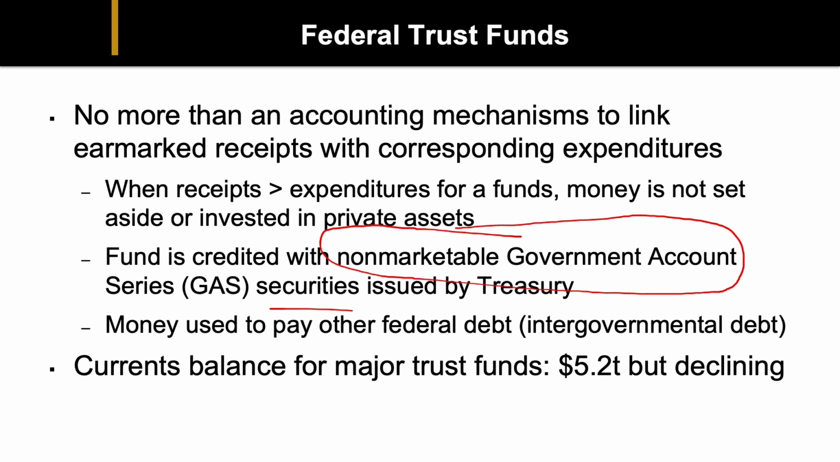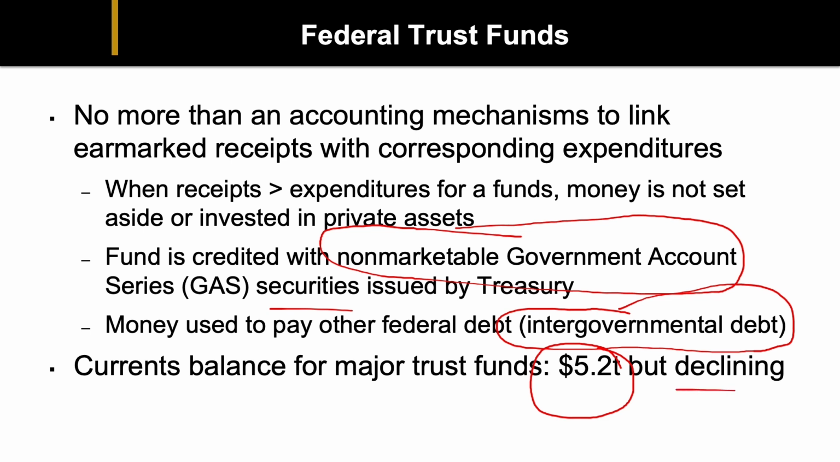So this money really isn't accumulated. It's replaced with securities, and it's used to pay other federal debt. It's the so-called intergovernmental debt. Most of it is borrowing of this type. So you essentially have the Treasury Department borrowing from the funds to run the general government. The current balance for trust funds is about $5.2 trillion. So that's how much they have sitting around in securities rather than cash.